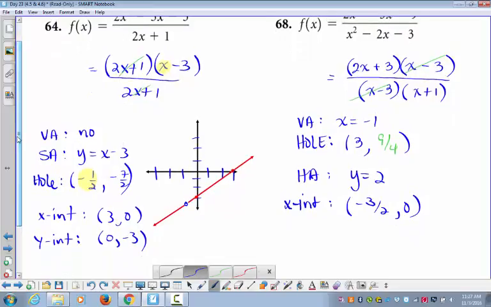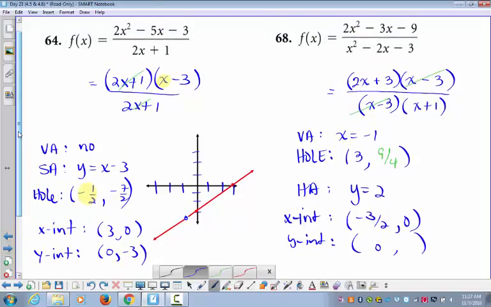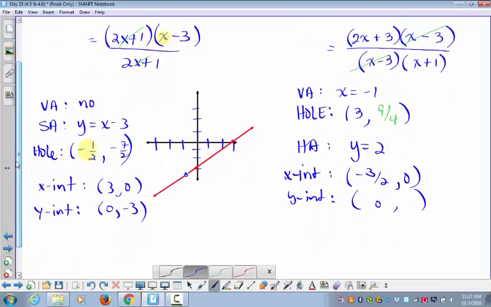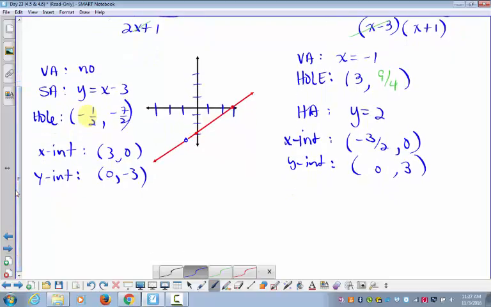And then how about a y-intercept? What do you get? So we're plugging in x equals 0 to get that y-intercept. And we get 3. And again, you can plug into the reduced function. If you plug in 0 into the reduced function, you get 3 over 1. Or you can plug it into the original. Doesn't matter. The original and the reduced are exactly the same, except there's a hole in the original. So now we're good to graph.